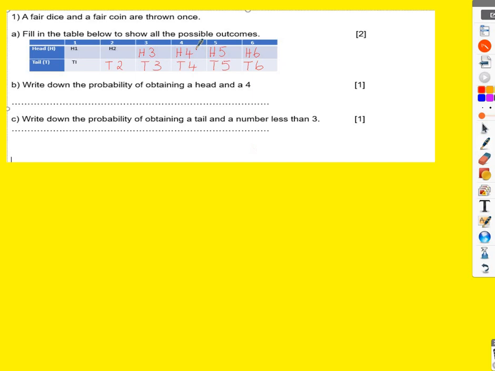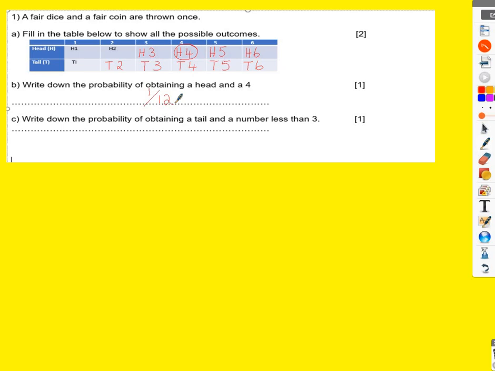Well, there's only one option that shows a head and a 4. So that's one way out of all the possible outcomes we could have altogether. So we've got 1, 2, 3, 4, 5, 6, 7, 8, 9, 10, 11, 12. 12 possible outcomes. So 1 out of those 12 shows a head and a 4.